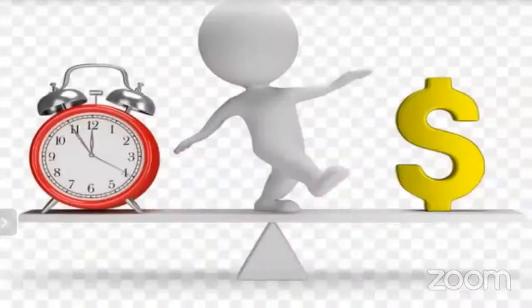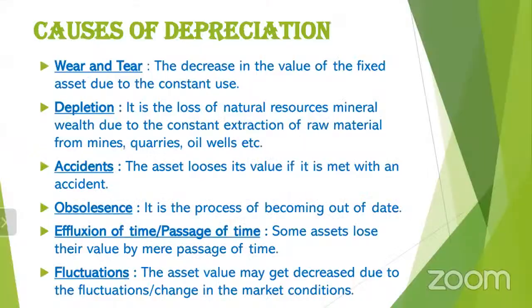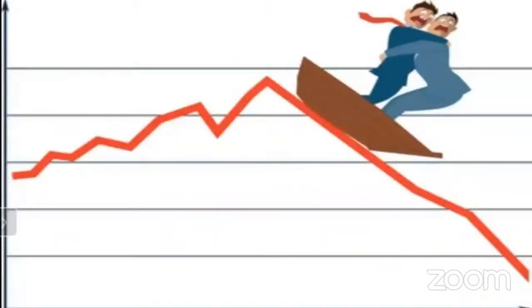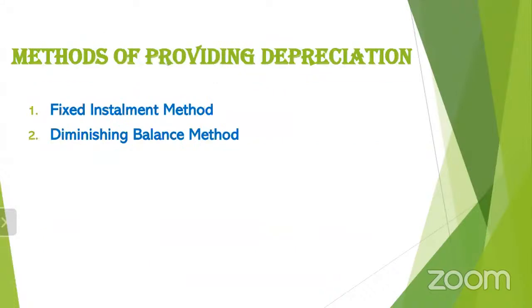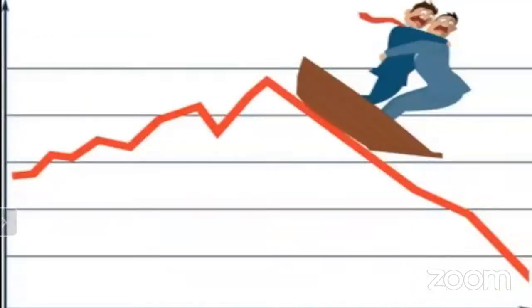This is the effect of time. As time passes, the asset value will be decreased. For example, patents, copyrights and goodwill will be written off in future as time passes. These are the fluctuations also. Through fluctuations, the asset value will be decreased.